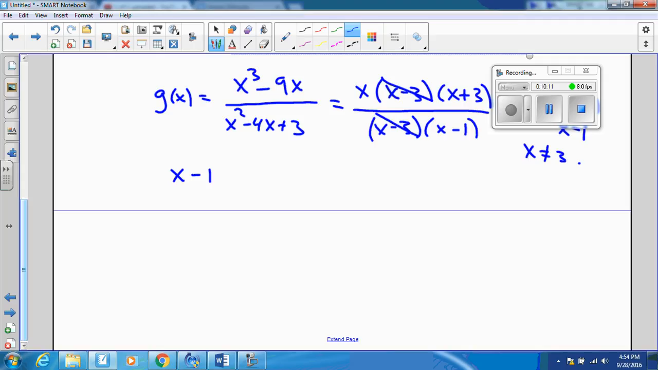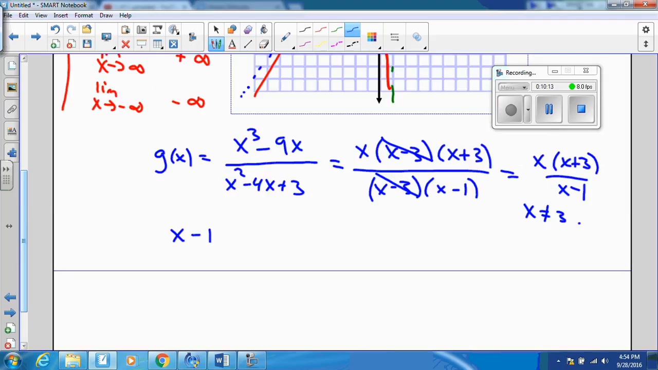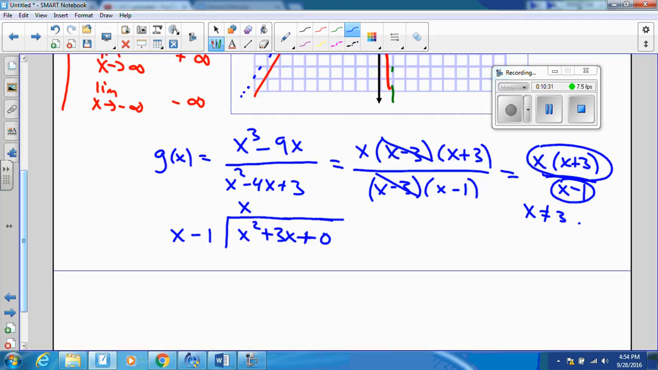Now what I'd like to consider is the information that we get by dividing. If I divide x minus 1 into the numerator, which is x squared plus 3x, right here. Since I'm doing long division, I'll give myself a plus 0. Then I end up with something very interesting.